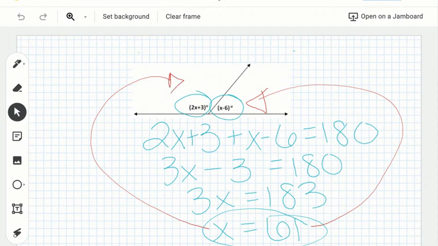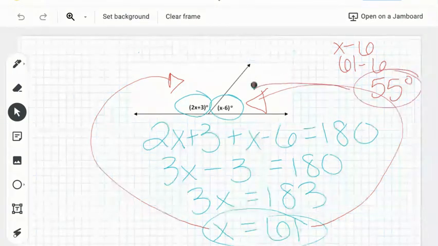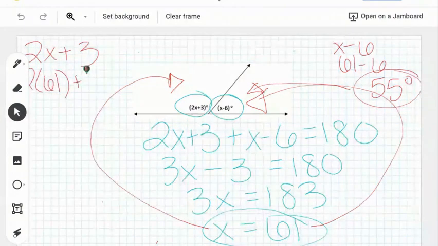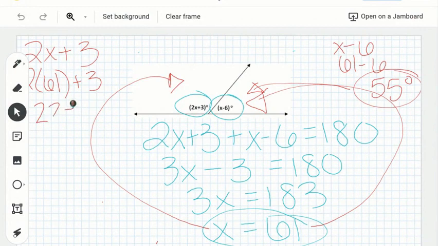So first off, I'm going to do x minus 6. That's really 61 minus 6, which I end up getting 55 degrees. So I understand that this angle right here is 55 degrees. Now I can go through 2x plus 3. That's really going to be 2 times 61 plus 3, which is 122 plus 3, which is 125 degrees. There we go. That's this angle. If I add 125 degrees plus 55 degrees together, I do get 180.